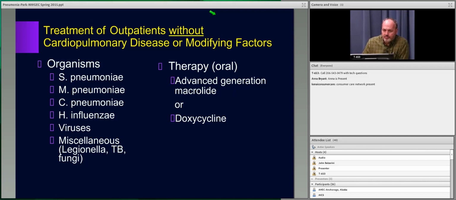Here's our first group. This is going to be outpatients who do not have any of those cardiopulmonary disease or modifying risk factor features. Okay, we're looking for pneumococcus, mycoplasma, chlamydia, H. flu, viruses, and maybe some occasional other pathogens. And what's recommended for this group really is just an advanced generation macrolide like azithromycin or clarithromycin or doxycycline. Those were great for this spectrum of pathogens, unless it's influenza.